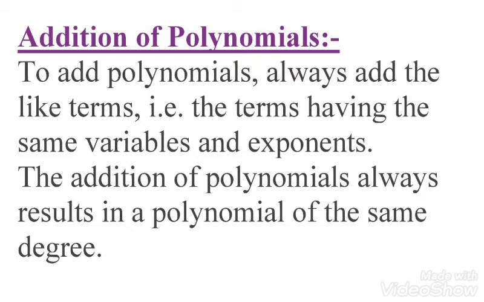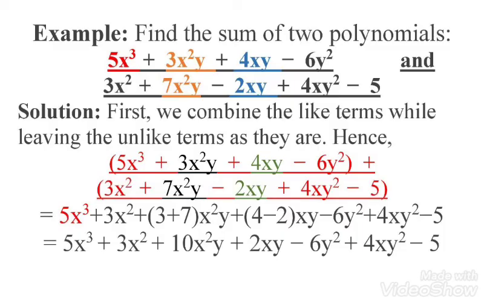Example, find the sum of the two polynomials. Please write in your notebook. 5x cube plus 3x square y plus 4xy minus 6y square and 3x square plus 7x square y minus 2xy plus 4xy square minus y. First we combine the like terms. We have to first of all recognize it, identify it, the like terms. And we leave the unlike terms.